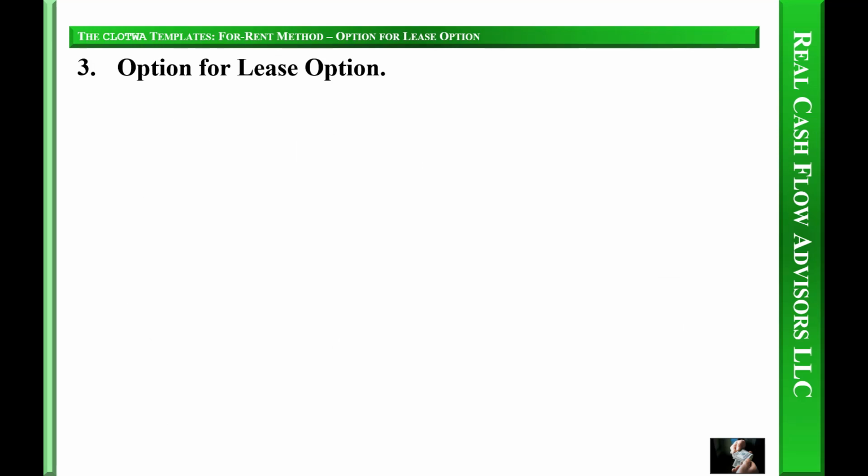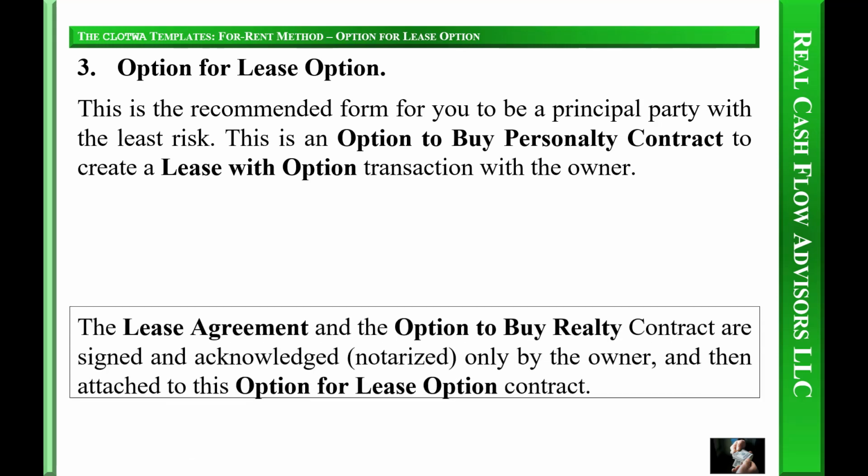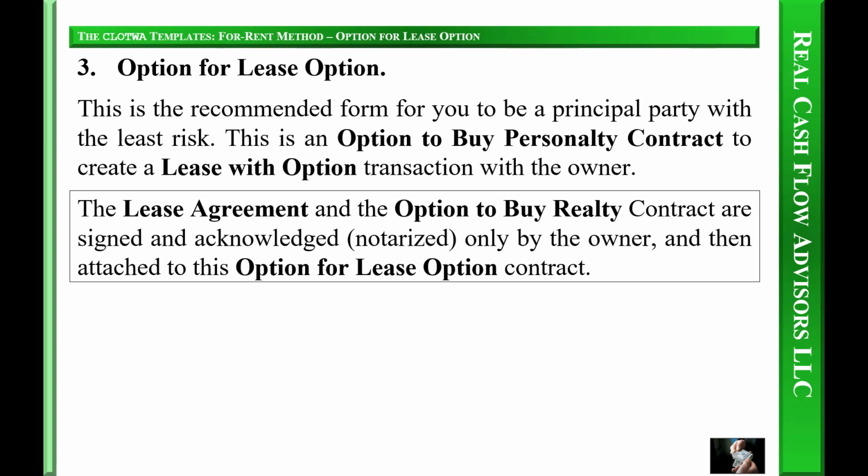Option for lease option. This is the recommended form for you to be a principal party with the least risk. This is an option to buy personality contract to create a lease with option transaction with the owner. The lease agreement and the option to buy realty contract are signed and acknowledged, notarized only by the owner, and then attached to this option for lease option contract.